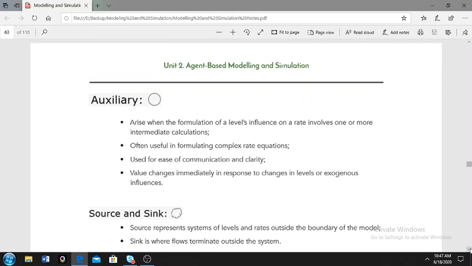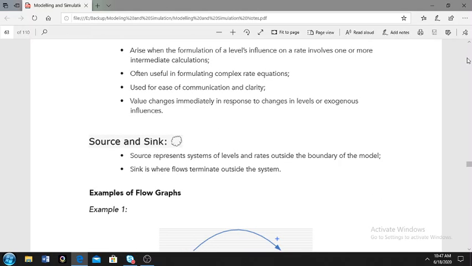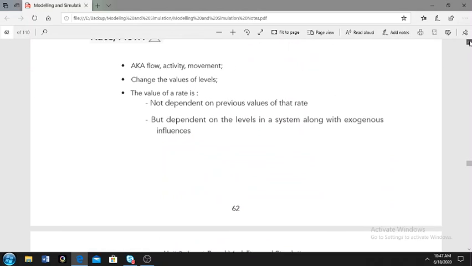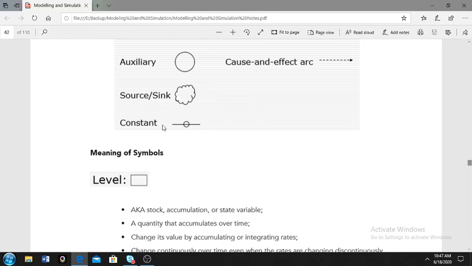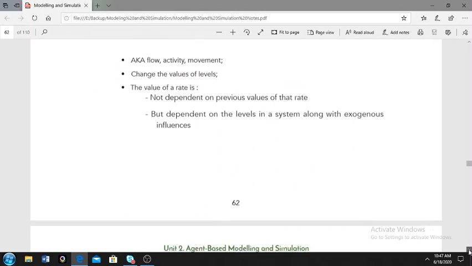Constants are kind of auxiliaries that do not change. A constant is an auxiliary not changing. Auxiliaries change, but a constant is something which does not change. You understand it? So they are kind of auxiliaries that do not change.